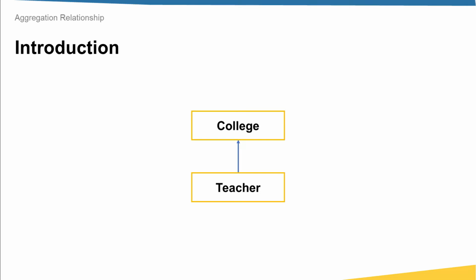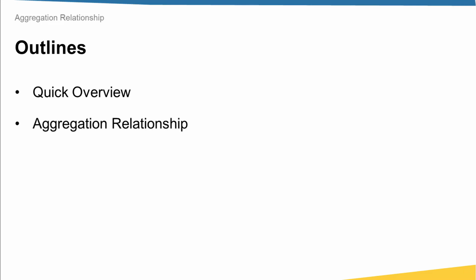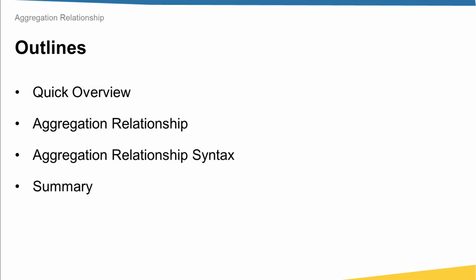So let's get started. In the previous lecture, we have seen that we have two types of association relationship, which are composition and aggregation. And mainly in this lecture, we are talking about aggregation relationship. I'll start by a quick overview of the association relationship types. Then I'll give you a quick reminder of what aggregation relationship is. Then I'll show you how to implement this relationship in Python. And finally, I'll end this lecture with a quick summary.